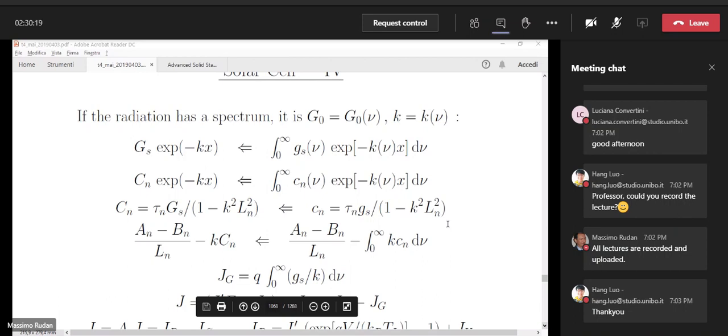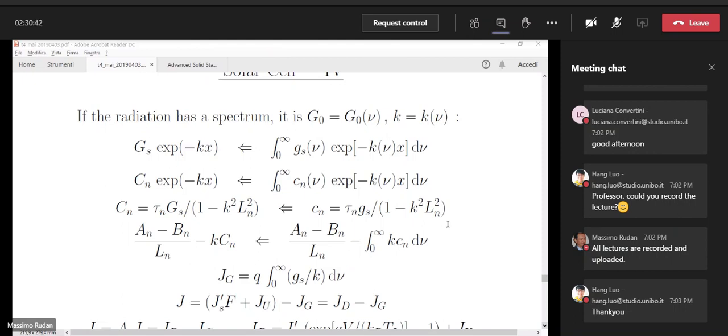Okay. So we resume this part. We were just considering the case in which the radiation has a spectrum.